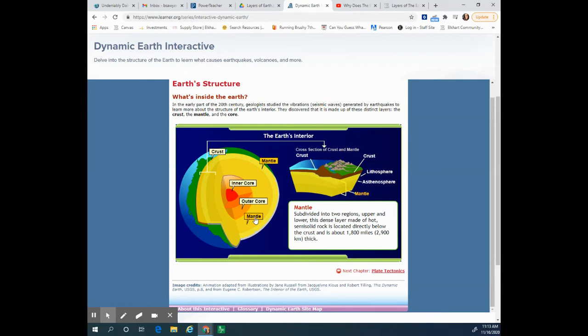Back to the mantle here. The mantle, once again, is subdivided into 2 regions, upper and lower region. This dense layer is made of hot semi-solid rock and is located directly below the crust and is about 1,800 miles thick.